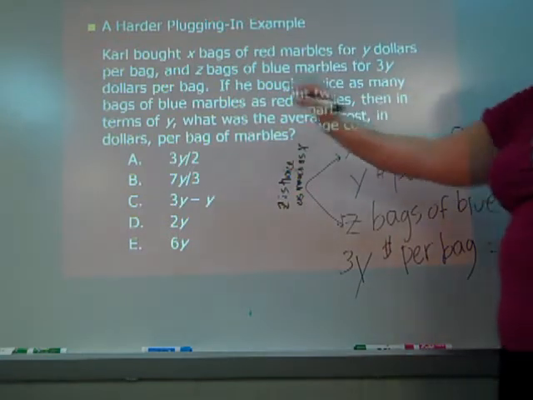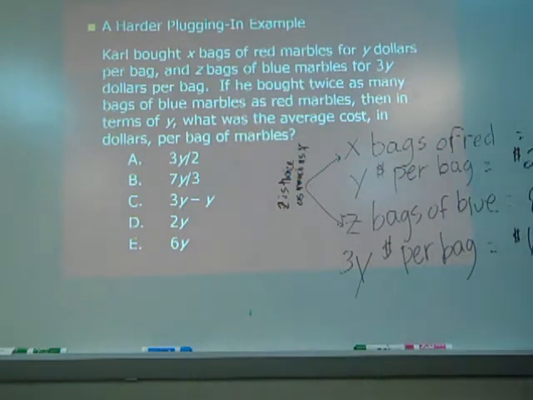Okay, so then it says in terms of Y, so Y is what we're going to be plugging in. What was the average cost in dollars per bag of marbles? So how do you determine average cost? Add up the total cost and then divide by how many bags there were. So how much did he pay for the red marbles? $8, right? Plus, how much did he pay for the blue? 48. And altogether he bought 12 bags, right? So that's 56 divided by 12.